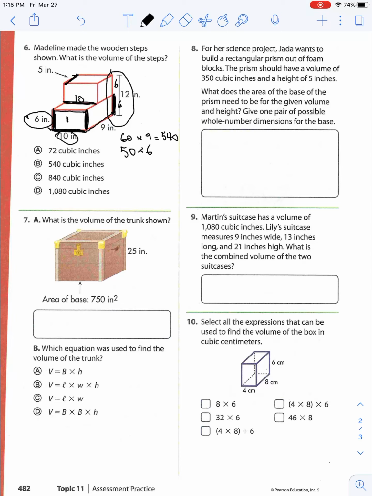So that will equal 300. When you add both of these together, you'll get 840. And that is choice C.